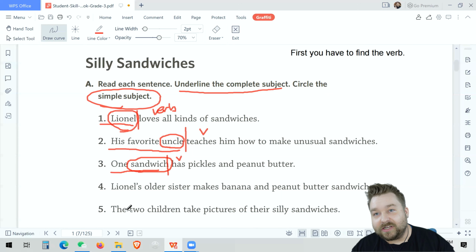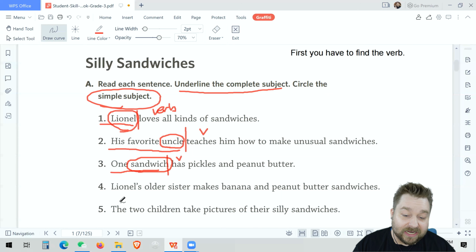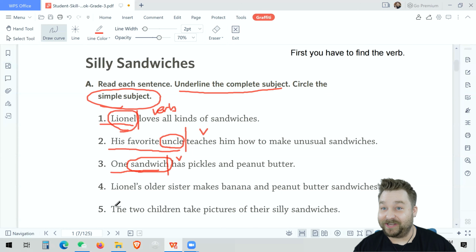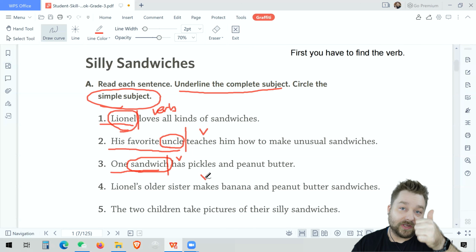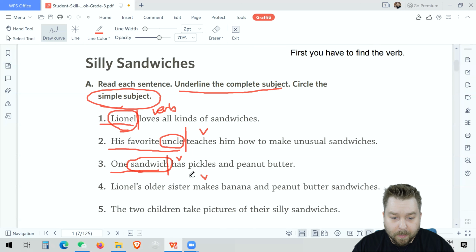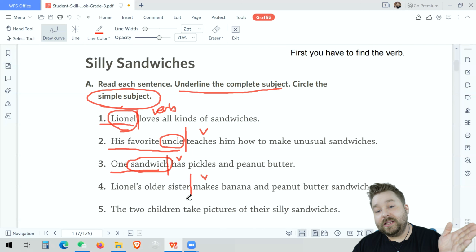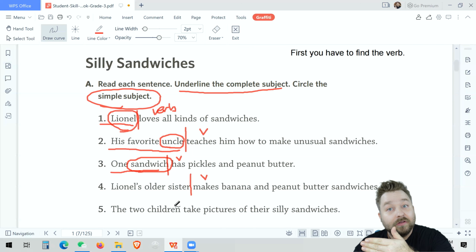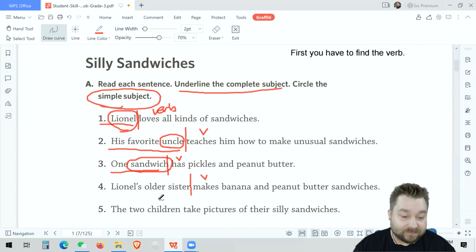Lionel's older sister makes banana and peanut butter sandwiches. Those are good. Banana and peanut butter is a great sandwich. What's the do? Makes. Makes is our verb. So draw our line through. Boom. Lionel's older sister is our complete subject.